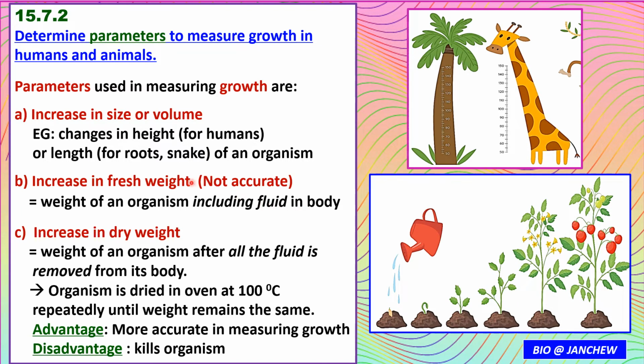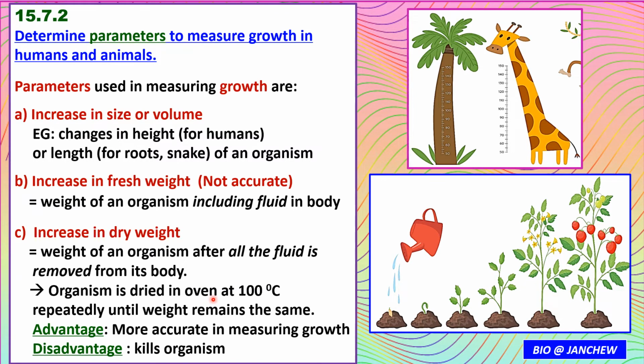So fresh weight, in a sense, is not so accurate to determine the growth of an organism, because the organism can drink more fluid and then his weight will increase, but that is not actually growth, because the fluid can be excreted or lost from the body. So a better parameter for measuring growth is increase in dry weight, which is the weight of an organism after all the fluid is removed from its body. However, this method is not practical for humans, because the organism that needs to be investigated will have to be dried in the oven.